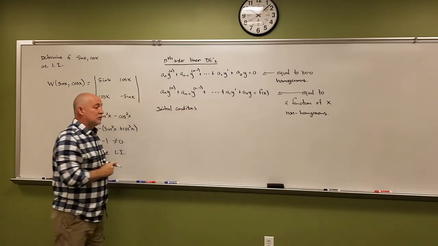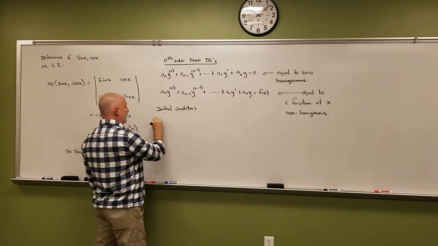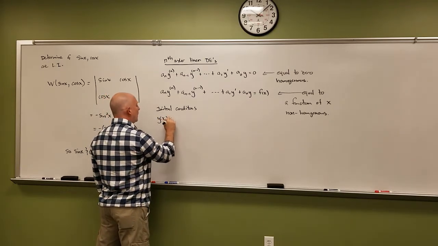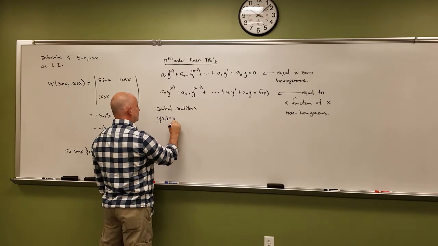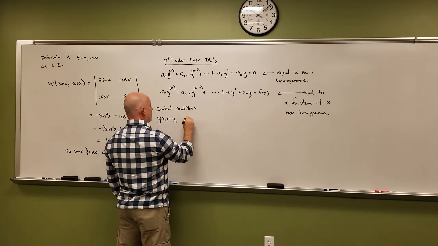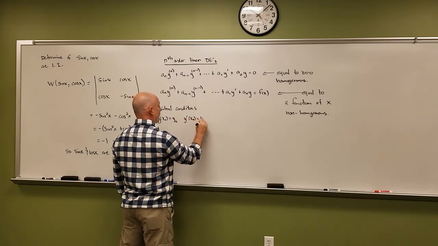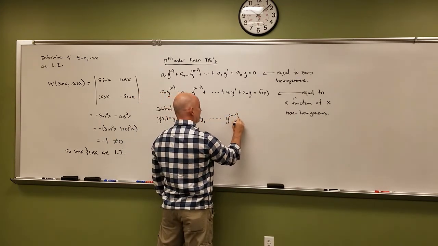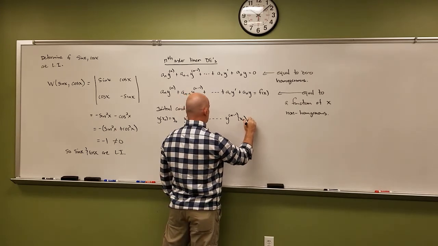We're just going to talk about the initial conditions. You would know something about the function at some initial spot, let's just say it equals some y naught. You'd know the derivative at that spot, I'm just going to call it y1, all the way up to the n-1 derivative at that spot you would know.